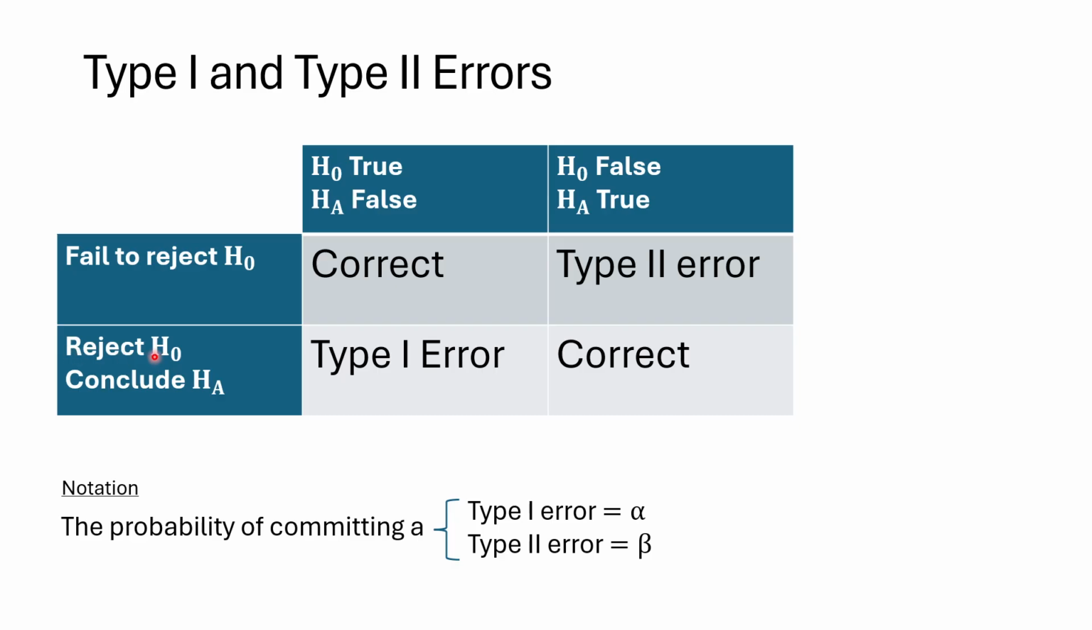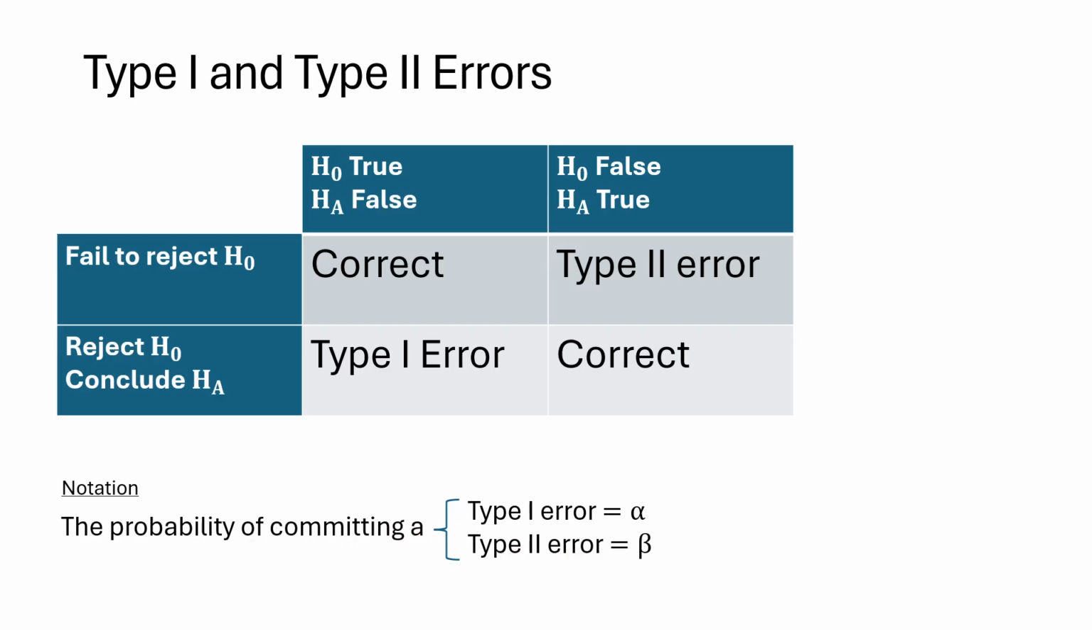If we reject the null hypothesis and conclude the alternative hypothesis, that's the right thing to do if the alternative hypothesis is true, but it would be a type 1 error if the alternative hypothesis is actually false. By notation, the probability of committing a type 1 error, we write with this alpha, the significance level, and the probability of committing a type 2 error, we call beta.